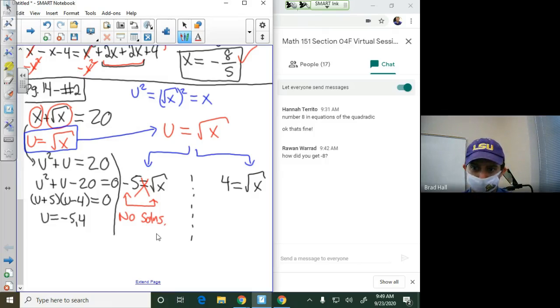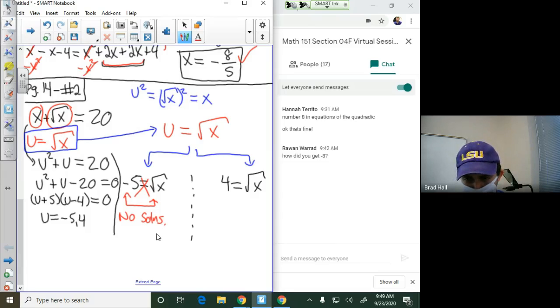That's just for that side. And that way, by identifying that early on, we are able to already toss the extra solution. So that means we don't have to check our answers at the end. We already tossed the extra answers.